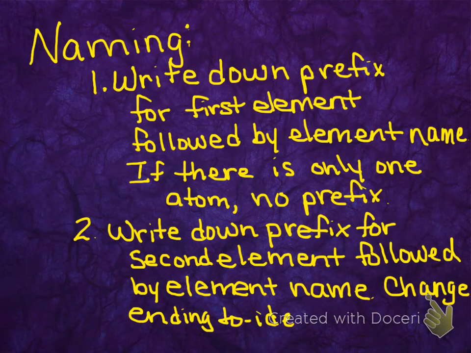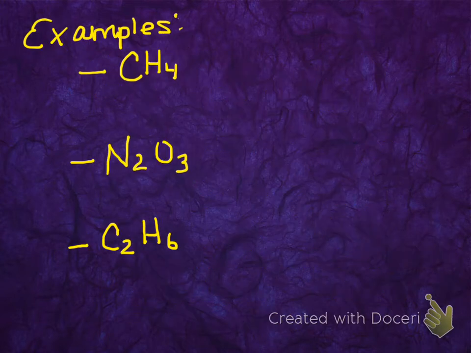So here's how we name. We're going to write down the prefix for the first element, followed by the element name. If there's only one atom, we don't include mono, so there's no prefix. Then we write down the prefix for the second element, followed by that element name. Just like in ionic bonding, we change the ending to IDE. So let's take a look at how we do this.